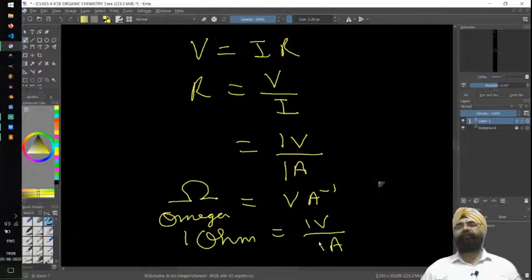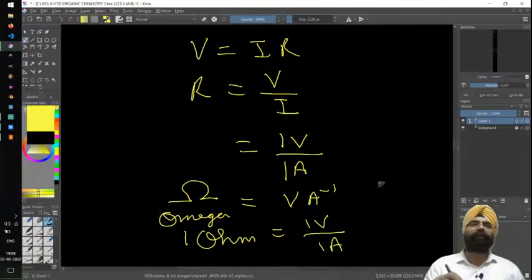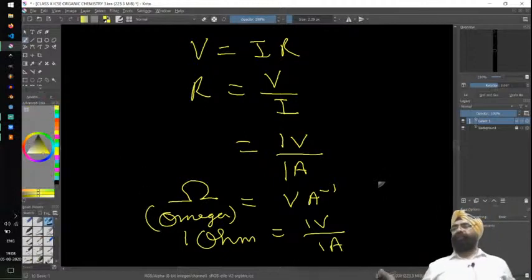So 1 ohm is equal to 1 volt by 1 ampere. And we have already understood the definition: if the potential difference across the ends of the conductor is 1 volt and only 1 ampere current is flowing through it, then we say the resistance offered by the conductor is 1 ohm. Everybody understood? Simple, did everyone understand? Okay, I'll read out the definition to you once again before finishing this class. The resistance offered by a conductor is said to be 1 ohm if 1 ampere current flows through it when the potential difference across its ends is 1 volt.